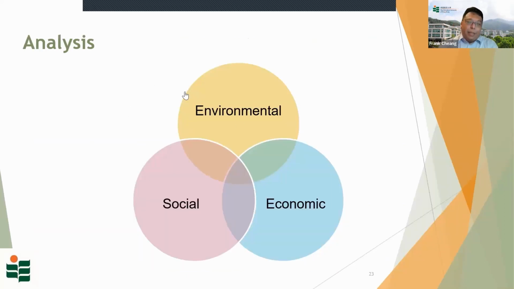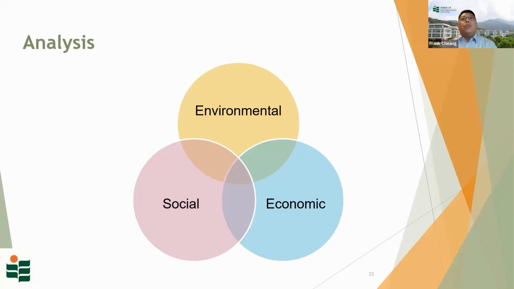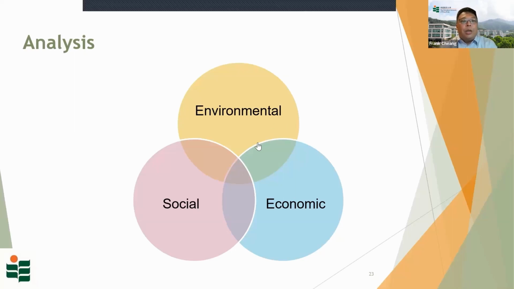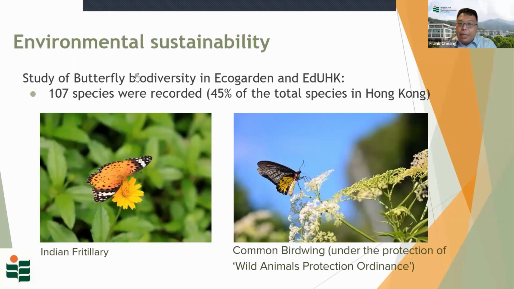So up to this moment, that is the general design of our eco garden. And I try to provide an analysis based on the 3 pillars that we have talked about in the Sustainable Campus initiative. So in terms of environmental sustainability, our eco garden at least maintains quite a high diversity of butterflies.